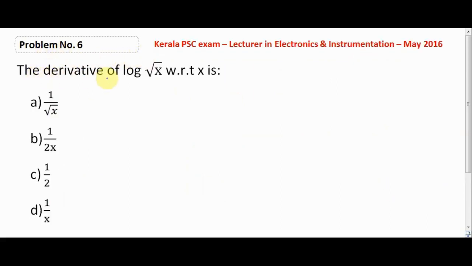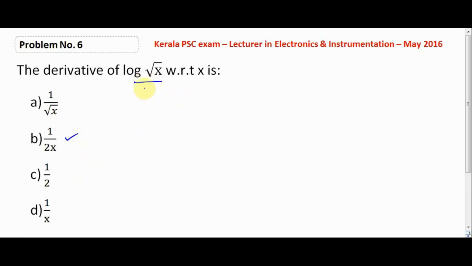The derivative of log root x with respect to x is. So we are asked to find the derivative of log root x. You may try to solve this by yourself. Please pause the video and try to solve this. Now here the right answer is given by option B. The right answer is 1 by 2x. Let's see how to solve this.